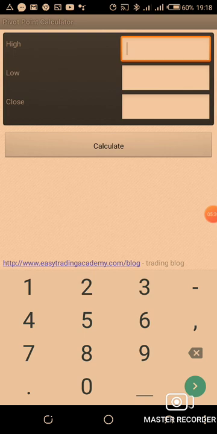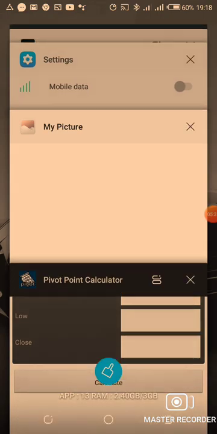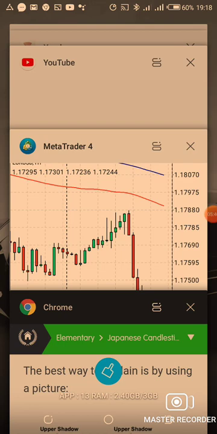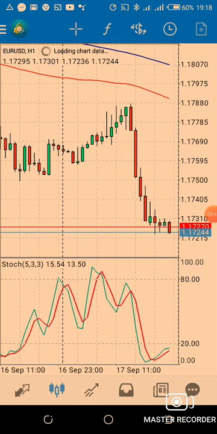Is that taken now? Okay, let's now move to our chart. You open your MT4. When you open your MT4, look at it.